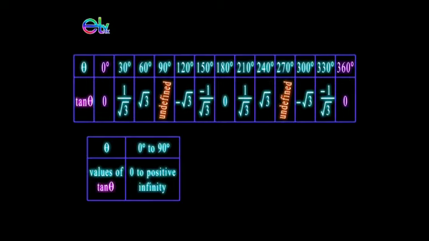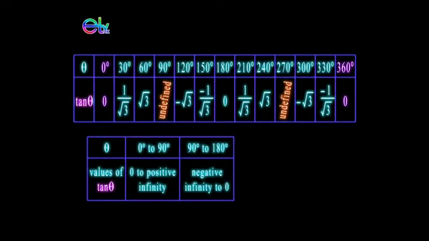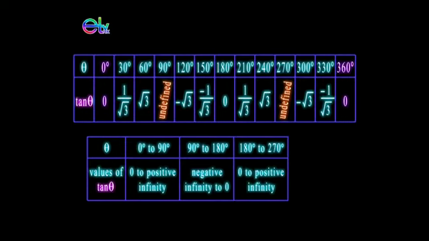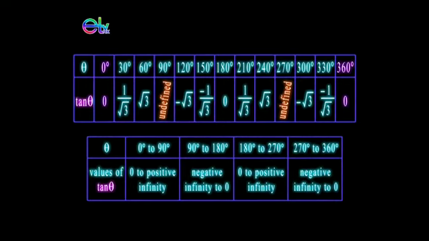When angle theta increases from 0 degrees to 90 degrees, the values of tangent theta increase from 0 to positive infinity. When angle theta increases from 90 degrees to 180 degrees, the values of tangent theta increase from negative infinity to 0. When angle theta increases from 180 degrees to 270 degrees, the values of tangent theta increase from 0 to positive infinity. When angle theta increases from 270 degrees to 360 degrees, the values of tangent theta increase from negative infinity to 0.